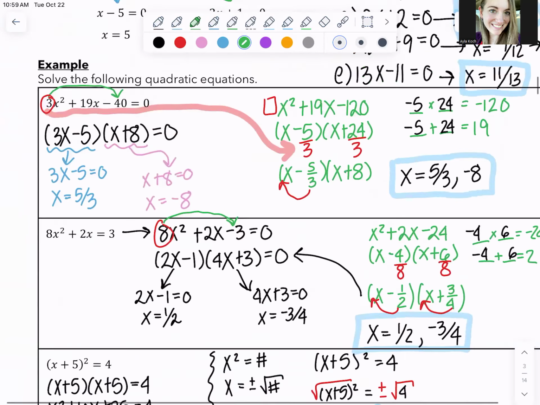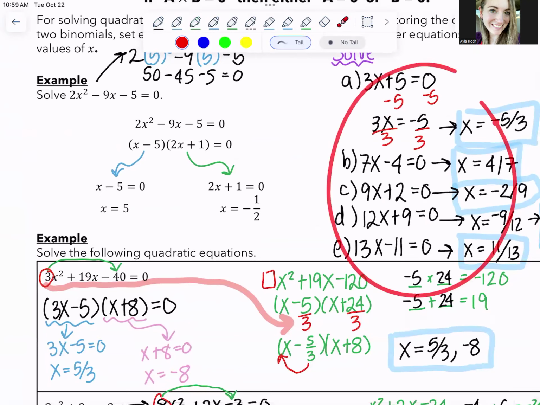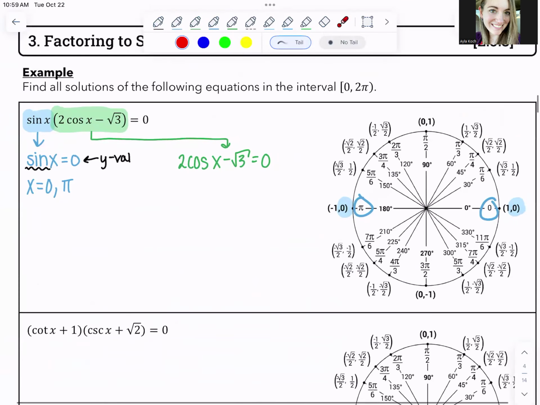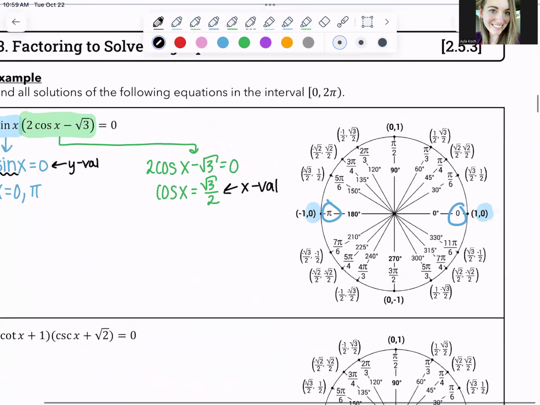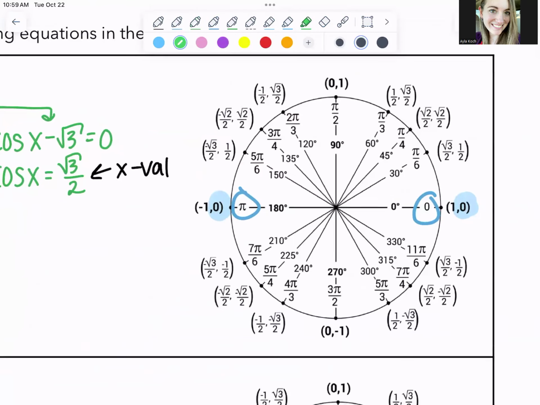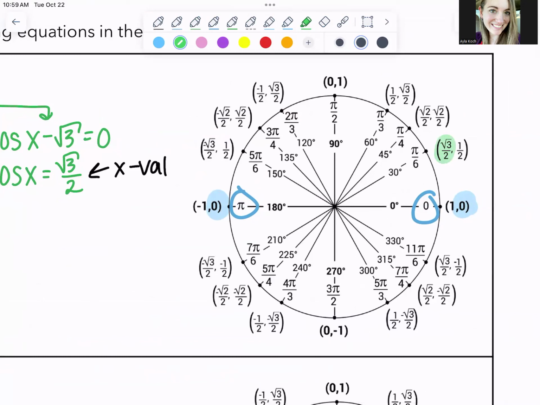In a previous video, when we talked about solving these types of equations quickly, I'm not going to write out all the algebra anymore because we have talked about it. But you would add the square root 3, you would divide by 2, so you would get cosine of x is equal to square root 3 over 2. Cosine represents x values. So this is saying where on the unit circle is the x value square root 3 over 2? Well, let's see, positive x values. So square root 3 over 2, square root 3 over 2.